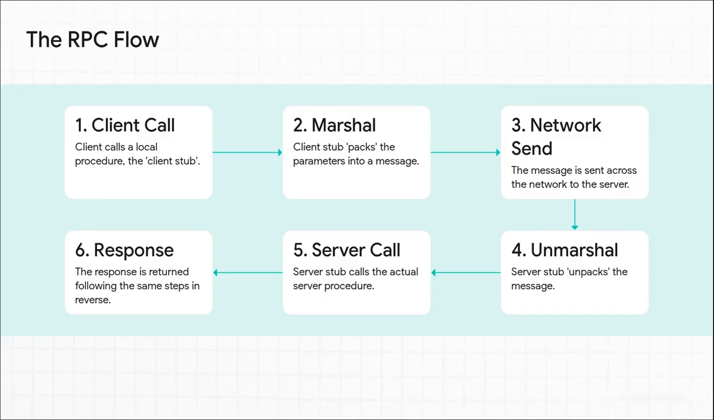First, your program calls what it thinks is a normal local function. But really, it's calling the first magic assistant, the client stub. The stub then takes all your instructions and packs them into a neat little package for the network. We call that marshalling. That package is sent across the network, where the server stub, the second magic assistant, receives it, unpacks it, and makes the real call on the server. The result then comes all the way back following the same steps in reverse. It's a very clever dance, and it's all completely invisible to the programmer.